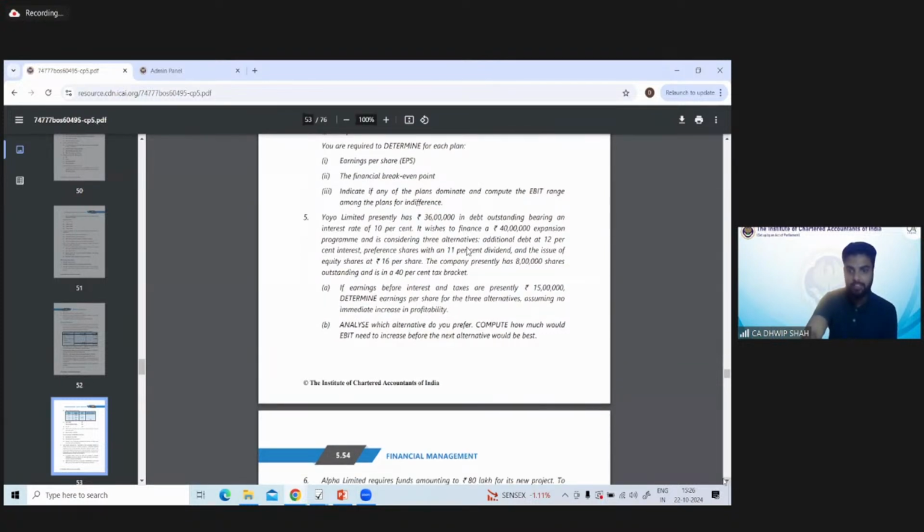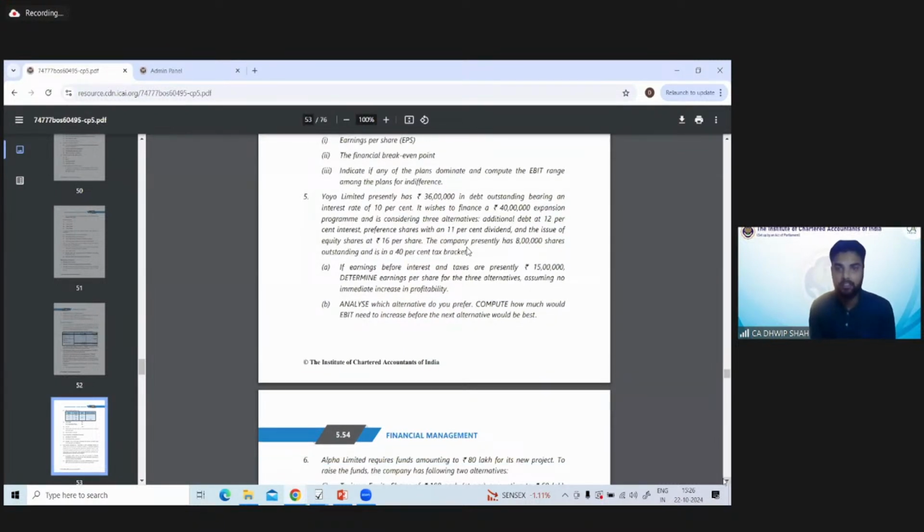Okay, let's take question number 5. Yo-Yo Limited presently has 36 lakh in debt outstanding, bearing an interest rate of 10%. It wishes to finance a 40 lakh expansion program and is considering 3 alternatives. So a company already has 30 lakhs in debt at a rate of 10%. Now it is undergoing an expansion program, and for that it needs 40 lakhs of funds.